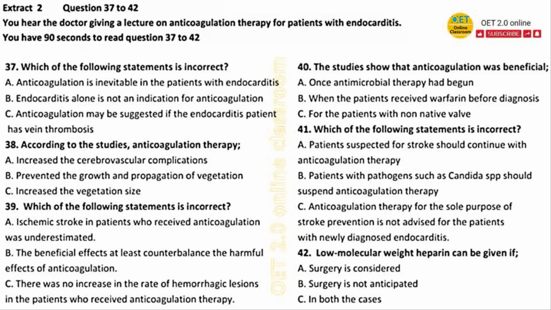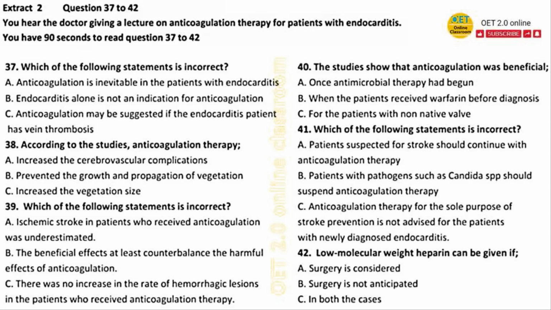The mechanism responsible for this effect is considered to be that the vegetation is an amalgam of destroyed cells, fibrin, and platelets, with anticoagulation preventing the growth and propagation of this aggregation. Some experts are of the view that the incidence of ischemic stroke with hemorrhagic transformation in patients with endocarditis receiving anticoagulation is overestimated. According to this concept, the beneficial effects at least counterbalance the harmful effects of anticoagulation.